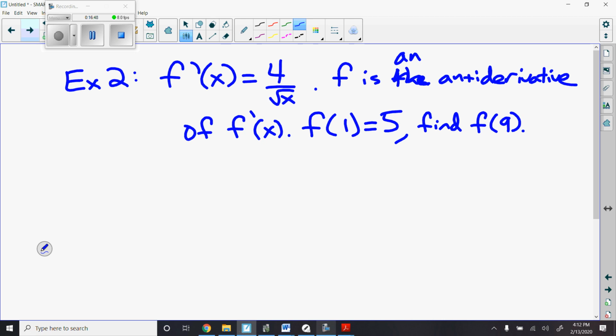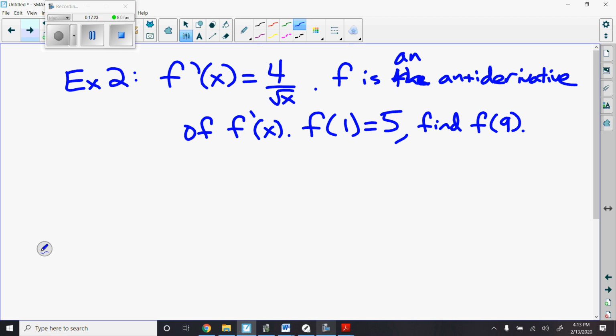Okay, so this is the same exact setup. We're just using slightly different notation. Instead of having lowercase f be our function and capital F be our antiderivative, we're letting f prime be our function and lowercase f be our antiderivative, right? That should make sense because f prime is always the derivative of f. So f must be the antiderivative of f prime. So it's the same concept here. I have an initial condition, right? My initial condition here is f of 1 equals 5.